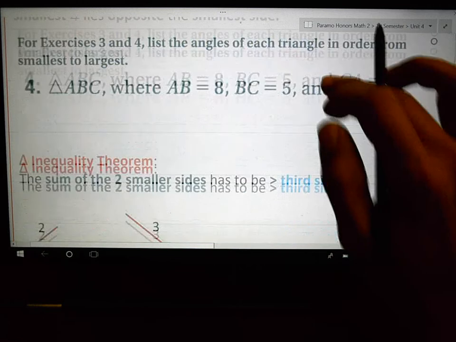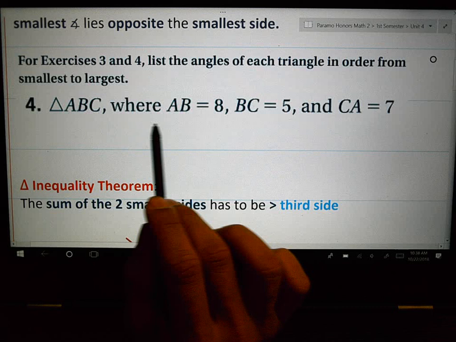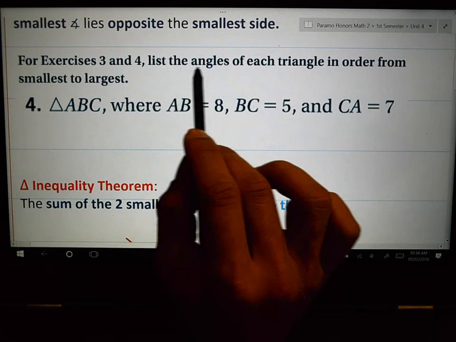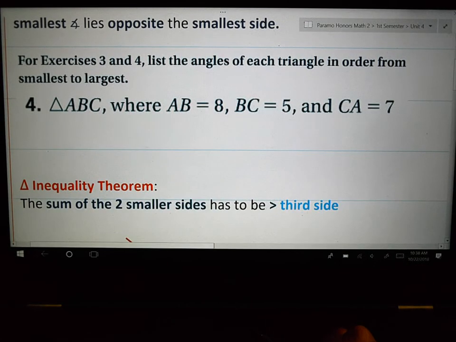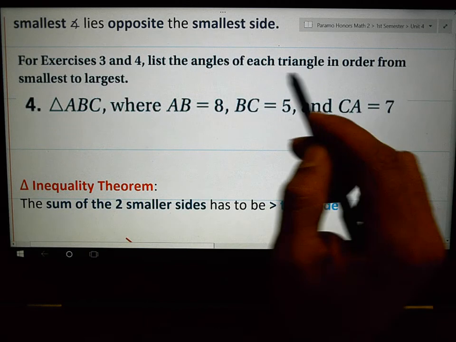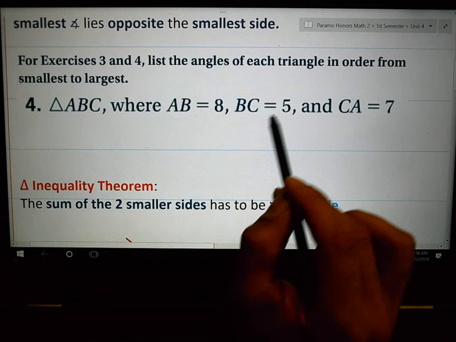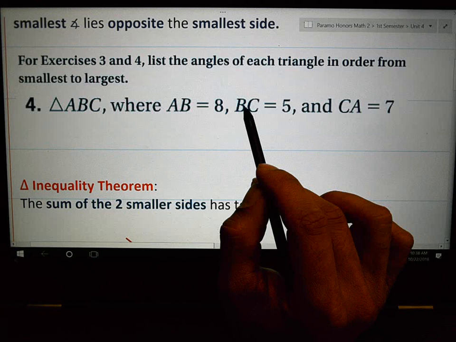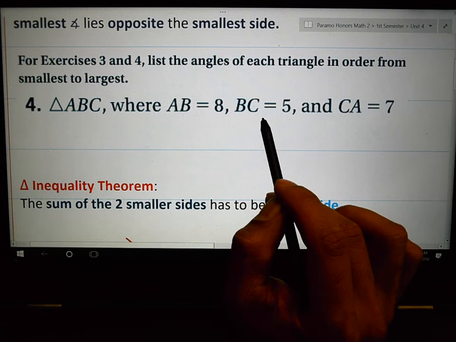Okay, let's try that. Here's number 4. In triangle ABC, where AB is 8, BC is 5, and CA is 7, list the angles in order from smallest to largest. Well, if I want the smallest angle, I need the smallest side. Here's the smallest side. If you know that side BC is 5 units long, then which angle must be the smallest? Which one is across from BC?